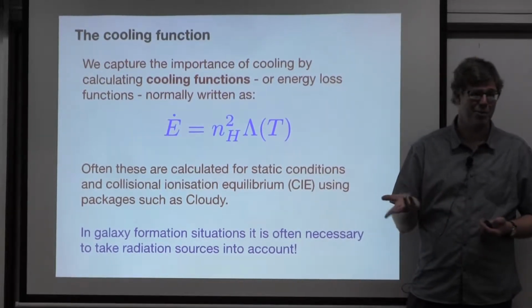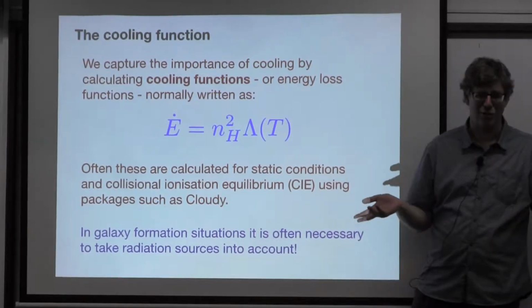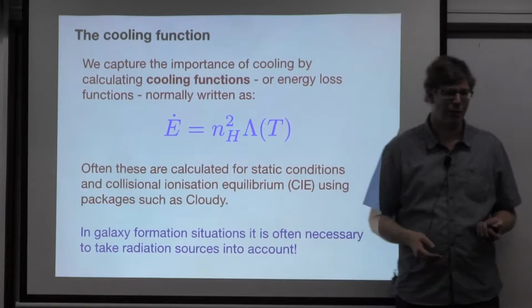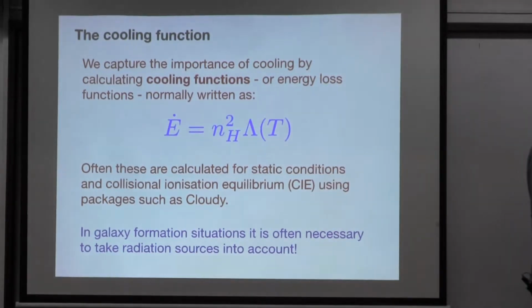Electron density goes to 0 when the gas is neutral. Neutral hydrogen density goes to 0 when the gas is fully ionized, etc. So it's a nasty thing, and you need to get it right.